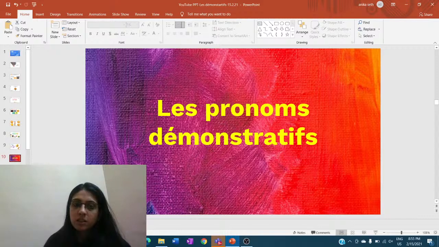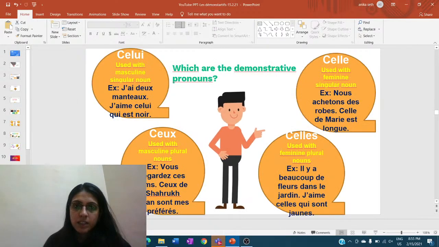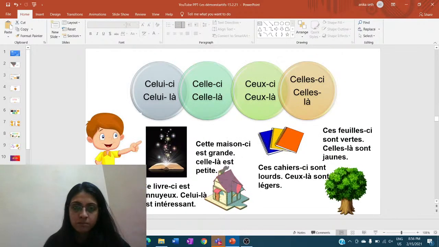Few more examples. Then demonstrative pronouns, which replace the nouns which we are talking about: celui, celle, ceux, celles. So celui for masculine singular, celle for feminine singular, ceux for masculine plural, and celles for feminine plural. If we add -ci or -là, this means the one here, the one there. So we are comparing two things like ce livre-ci and celui-là. Cette maison-ci, celle-là.